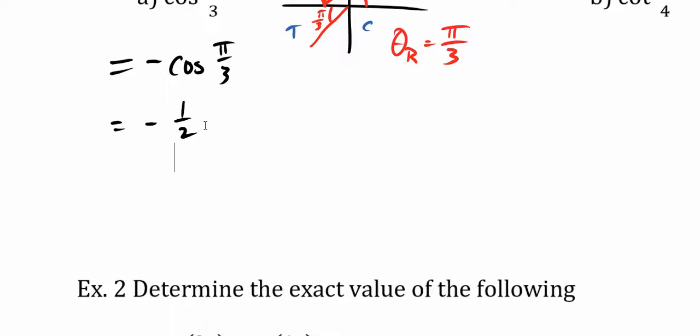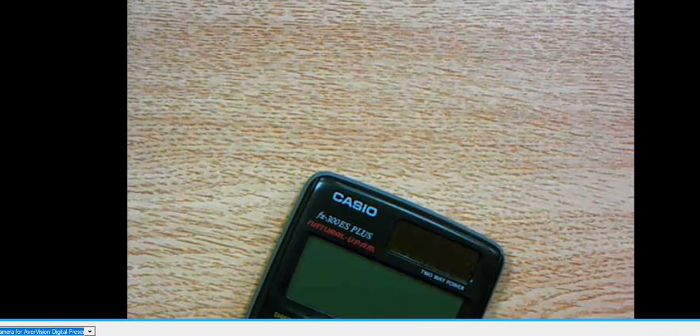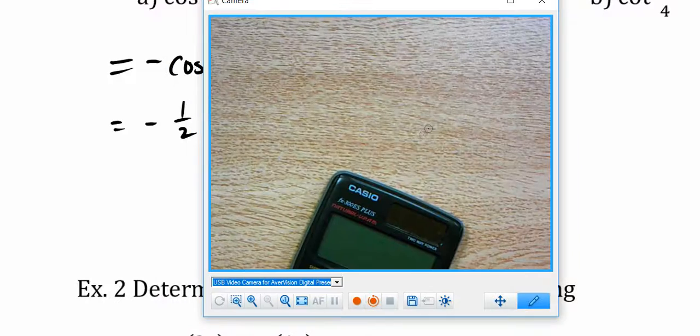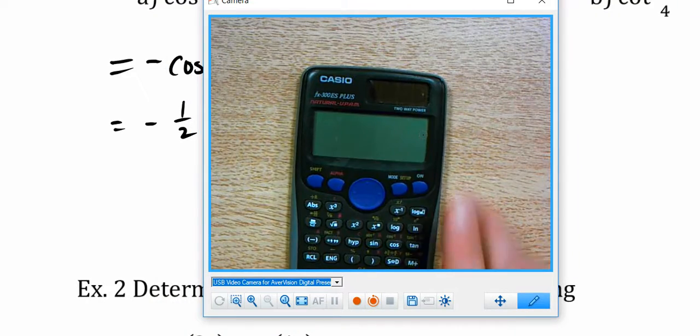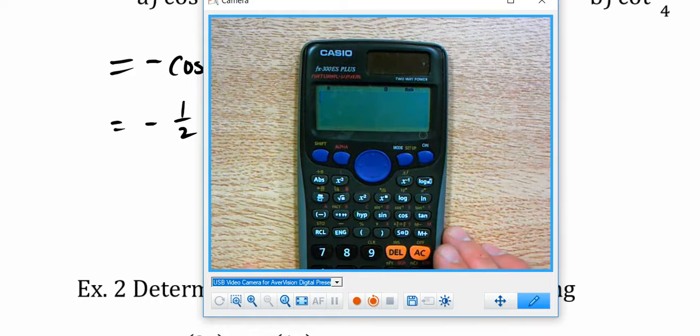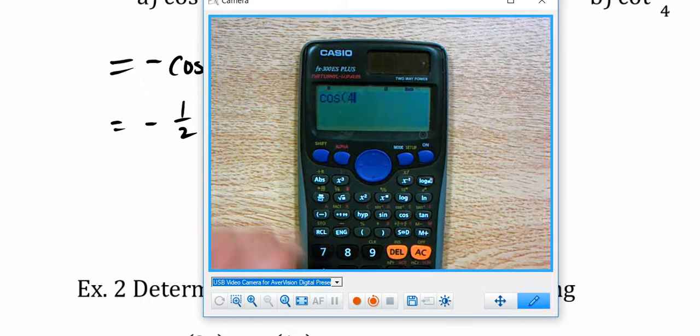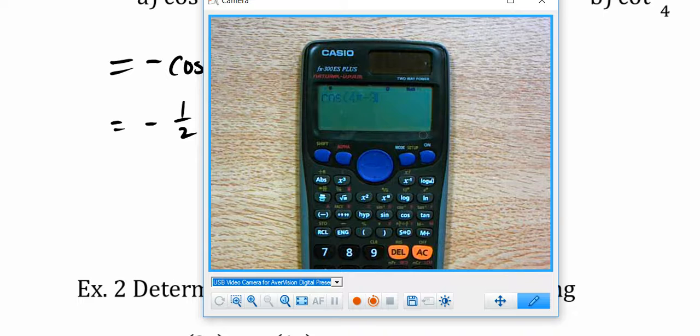Are we okay with that? If your calculator's in the right mode, cosine of 4 pi divided by 3. You see that? Negative a half. Okay, so it worked, in this case at least. Any questions?